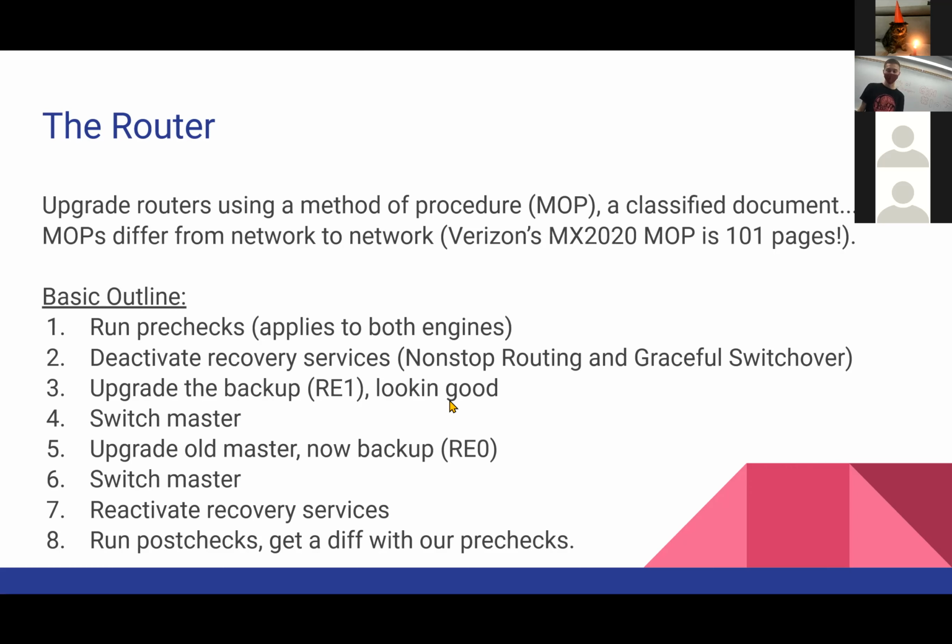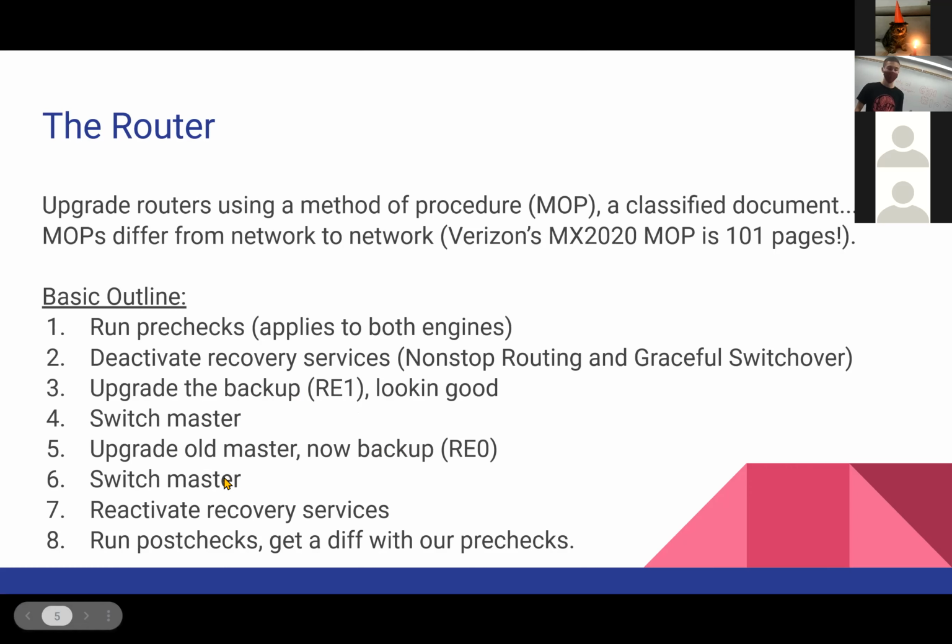So we look at it and we're like, oh hey, it's actually running. It didn't blow up. So we're going to try to switch the master, which means now RE1 is the main router and RE0 is the backup. If it still looks good and we still have traffic flowing through that router, then we're going to upgrade the master, and then we switch it again. So now RE0 is the main router, RE1 is the backup, and both routing engines have been upgraded.